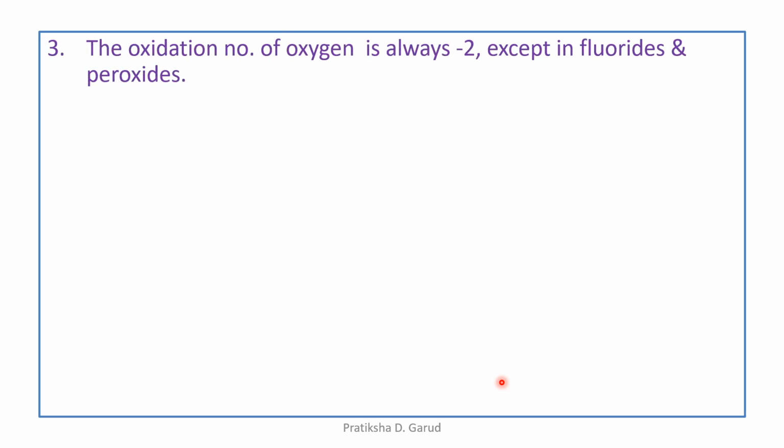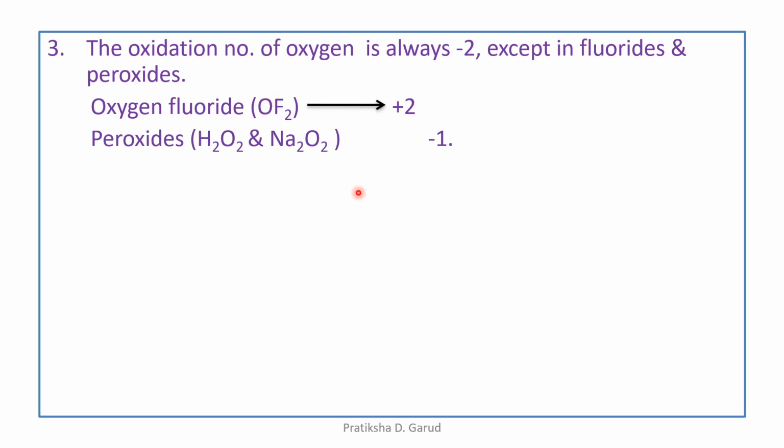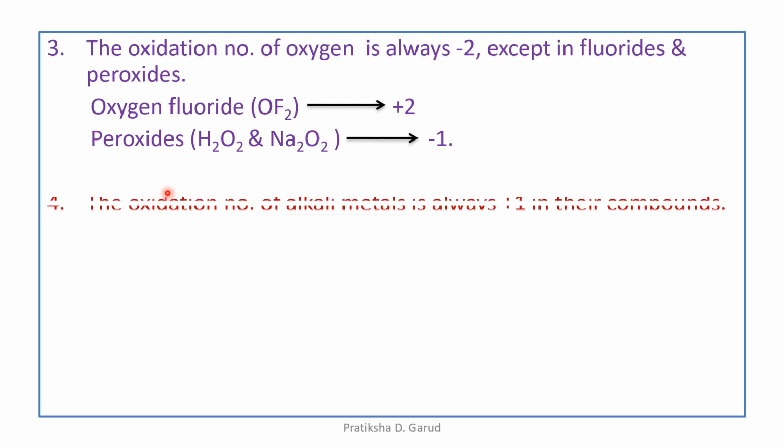Then the third rule, the oxidation number of oxygen is always -2 except in fluorides and the peroxides. That means for oxygen fluoride, that is OF2, the oxidation number of oxygen is +2. Similarly for the peroxides, that is hydrogen peroxide or sodium peroxide, H2O2 or Na2O2, the oxidation number of oxygen is -1. Okay, so this is the third rule.